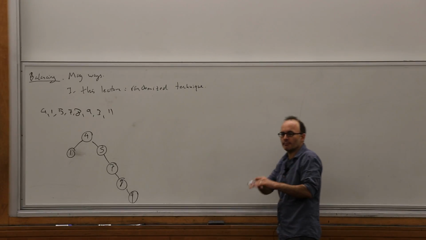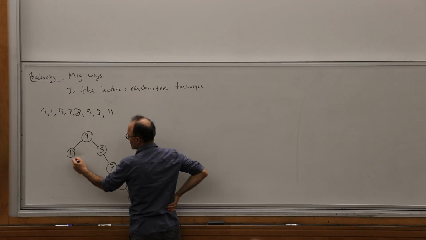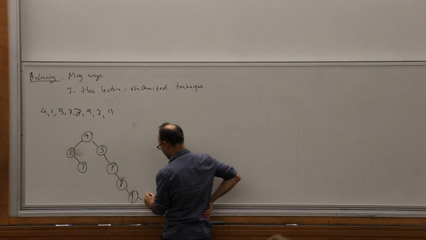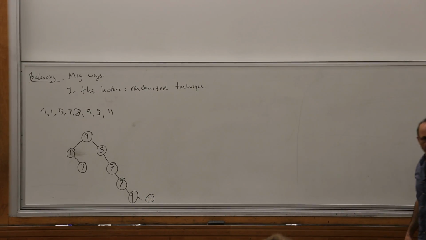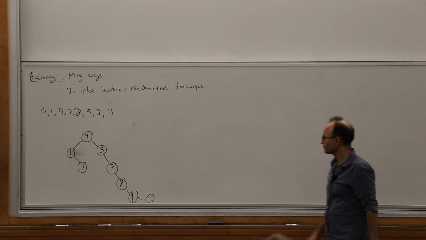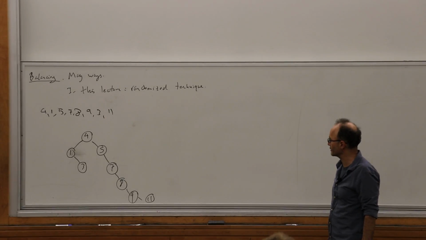I'm not doing any balancing right now. How about 3? That's going to go in there. How about 11? That goes in here. So this ended up being not a very balanced tree. We got a bit unlucky. Because of this problem, we do want to somehow rebalance things.